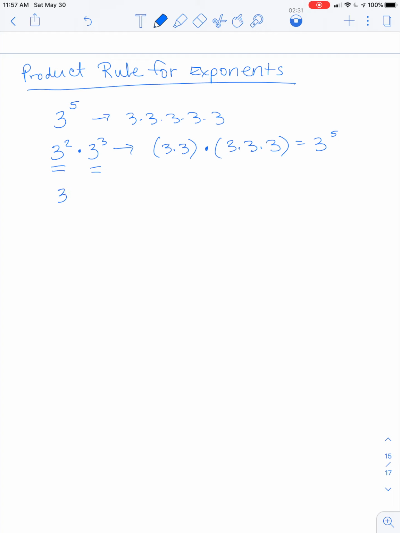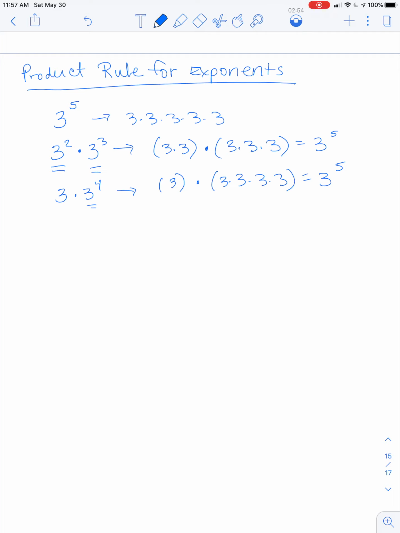Or you could have it written this way, 3 times 3 to the 4th power. Well, that doesn't look like an exponent there. Let's put that up a little bit higher, 3 to the 4th power. Well, what does that mean? Well, that means 3 times this next bunch, which would be 3 times 3 times 3 times 3. Well, how many 3's is that? That's 3 to the 5th power. Okay, so there's a variety of ways that we could write that.